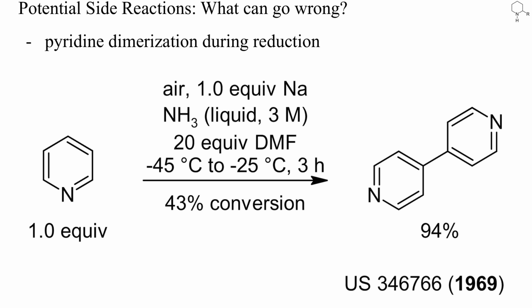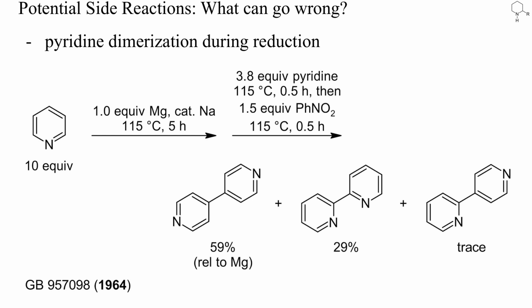Let's check some potential side reactions. I showed you an example of the reduction of dimethylpyridine to the piperidine with sodium. Such reactions can, however, also yield dimerized pyridines by intermediate formation and dimerization of pyridyl radical anions. Here, the dimerization was conducted in the presence of air, and a bipyridine was therefore obtained. Without oxidant, the products would be dimerized, partially reduced bipyridines. In this example, the dimerization was brought about by magnesium and catalytic sodium, and the oxidation by nitrobenzene.